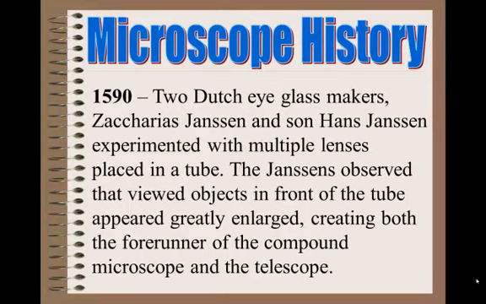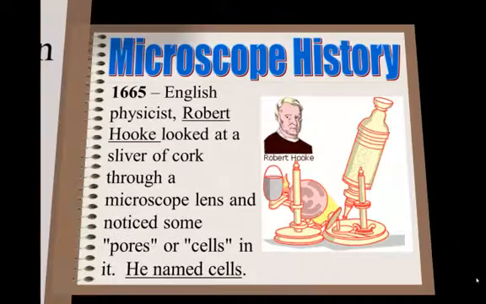Two Dutch eyeglass makers, the Jansens, experimented with multiple lenses in a tube, and so they are the forerunner of the compound microscope and also the telescope because of their work with the lenses in the tube.